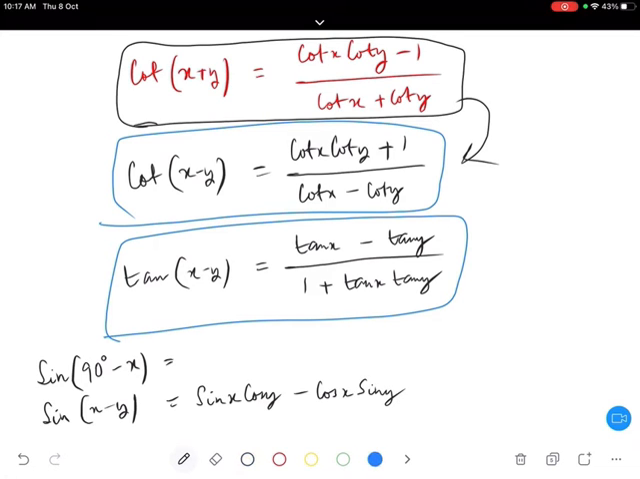Yes or no? Let us apply this formula in here. So if I apply this formula in the above question, what do we have? It will be sine 90 degree cos x minus cos 90 degree sine x.